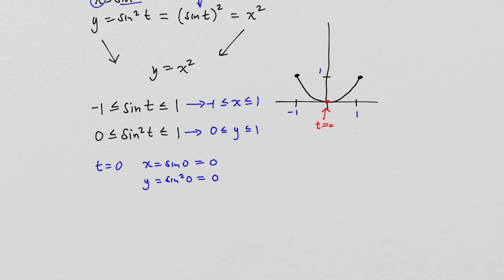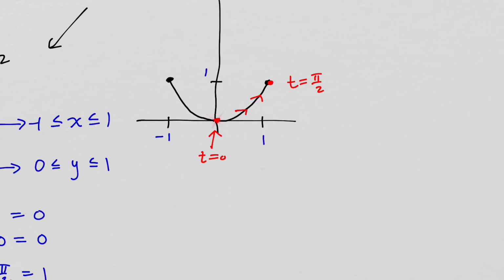Now, what about when t equals pi over 2? If t is equal to pi over 2, x is going to be the sine of pi over 2, which is equal to 1, and y will be sine squared of pi over 2, which is 1 squared, which is also 1. So that's the point up here. So this corresponds to t equals pi over 2. So it does appear that we are tracing the curve in this direction. But what happens then? So between t equals 0 and t equals pi over 2, we trace the curve up here. But what about the rest of the curve?